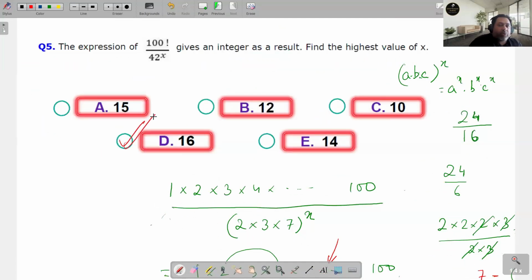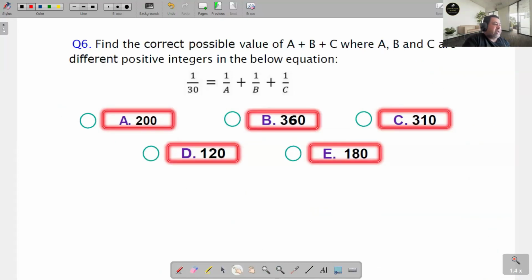All right, so we'll move on to the next question from here. Question 6. Find the correct possible value of a plus b plus c, where a, b, c are different positive integers in the below question. Now, in this particular question, the word used here is correct possible value. Which means that there could be more than one value for a plus b plus c.